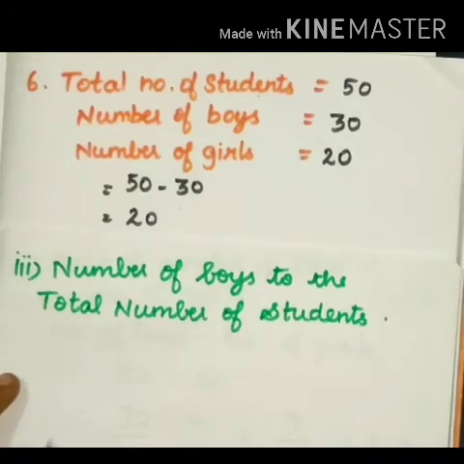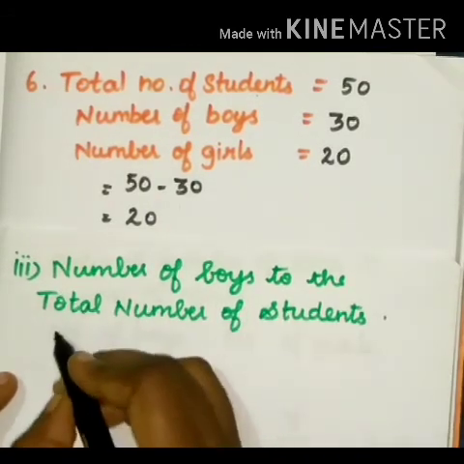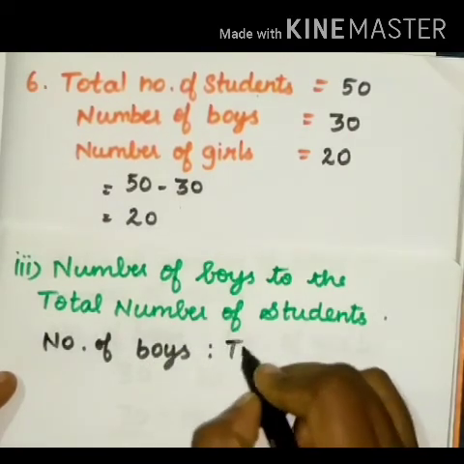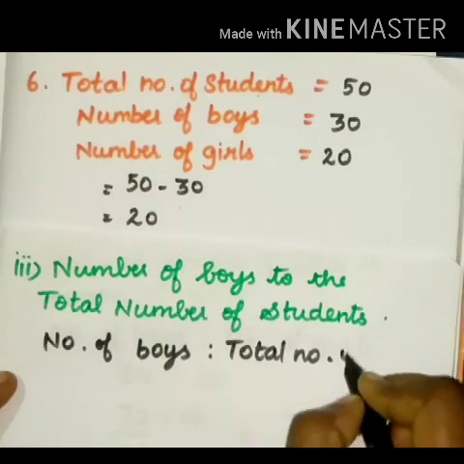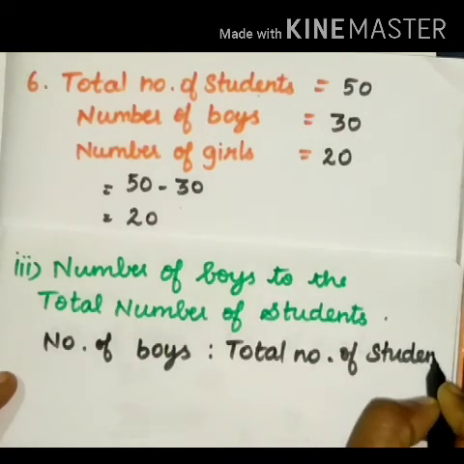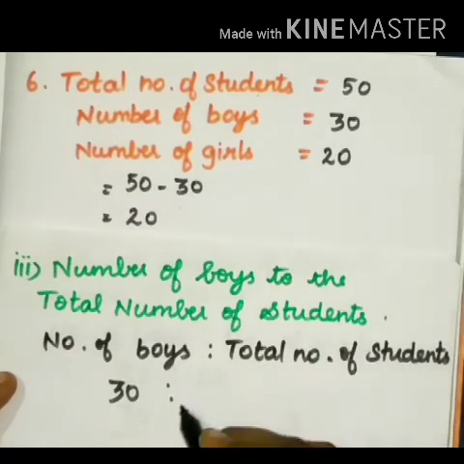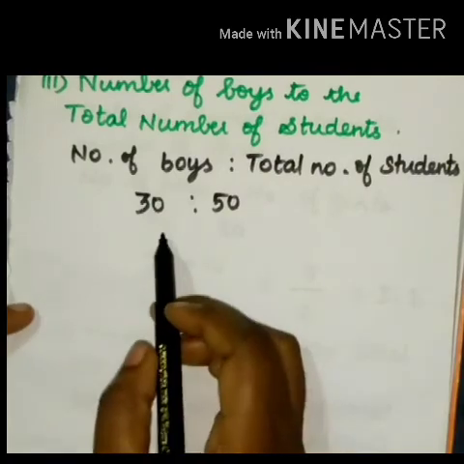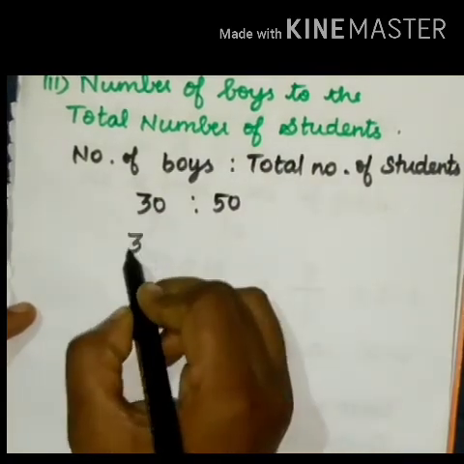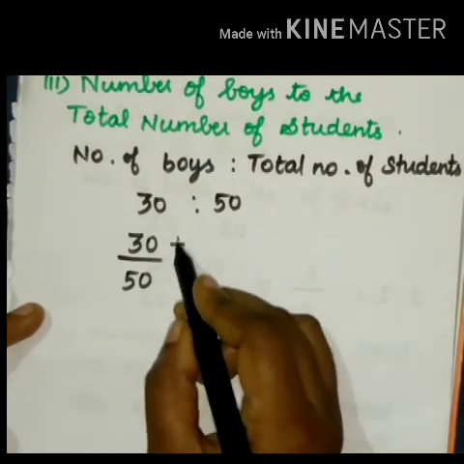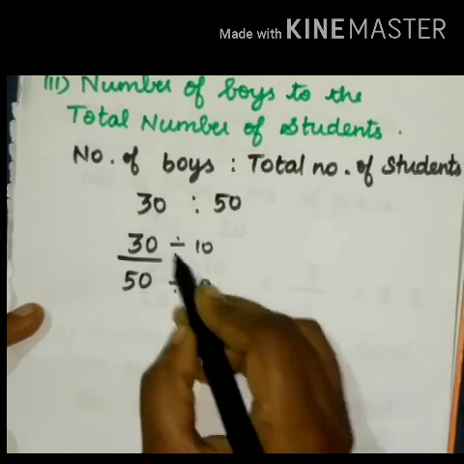And the last question is number of boys to the total number of students. Number of boys is 30. Total number of students is 50. To simplify the ratio, first you have to write the ratio in the fraction form, 30 by 50. Then you have to divide each quantity by its common multiple. Here 30 and 50 are divisible by 10. 10 is the greatest common factor of 30 and 50.